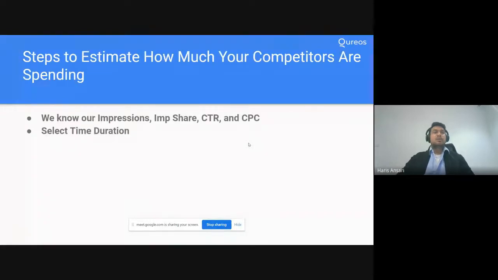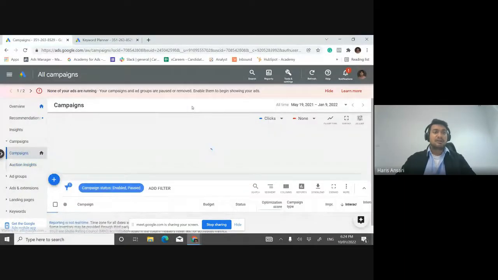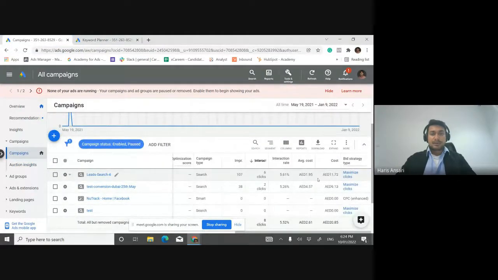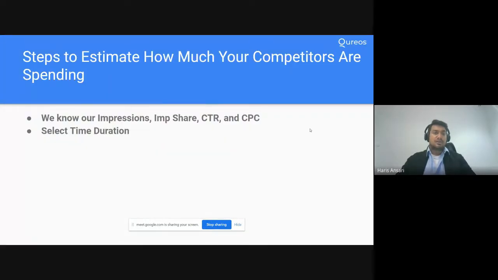Then we have the process of estimating how much our competitors are spending. This is something we can find out with the given metrics on the Google platform, because we know how many impressions we are getting, what impression share we are getting, what our CTR is and what our CPC is. This can all be found on your main dashboard. If you look at the campaigns, you can see the average cost, average CPC, interaction rate, impressions, everything over here.